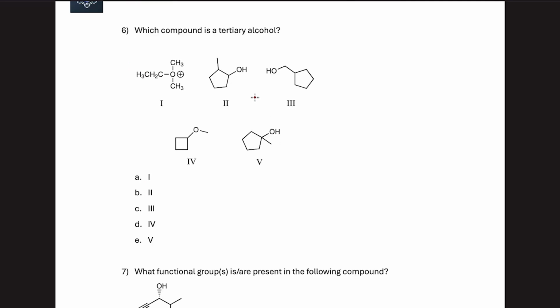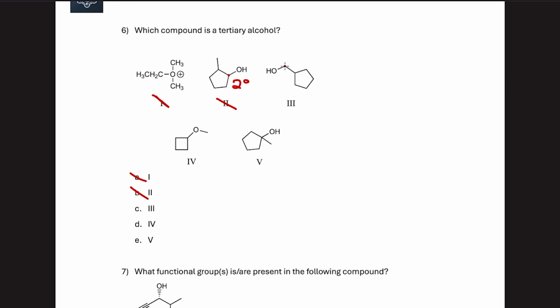In the next problem, we're looking for the primary alcohol. In other words, the carbon bearing the hydroxyl has to be connected to only 1 other carbon. The first answer choice is not even an alcohol, so we can eliminate 1, right? Answer choice 2, this is the carbon bearing the hydroxyl. It's connected to 2 other carbons, so this is secondary. So it's definitely not answer choice 2.